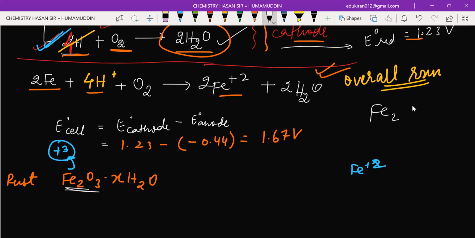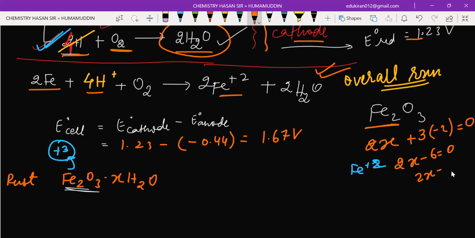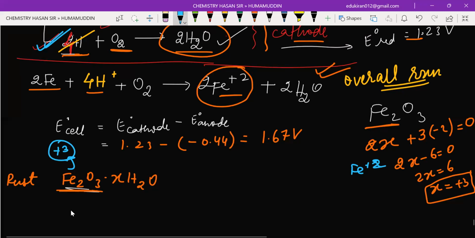You can see Fe2O3. If you want to calculate the oxidation state of iron, let's take X. There are 2 irons, so 2X plus, how many oxygen? 3 oxygen. For oxygen, what is the oxidation state? Minus 2. Overall charge is 0. So 2X minus 6 is equal to 0, and here 2X will be 6 and X will be equal to plus 3. But when we had the overall reaction, what is the oxidation state of iron? Plus 2. So how does this formation take place? In the final step, what happens?